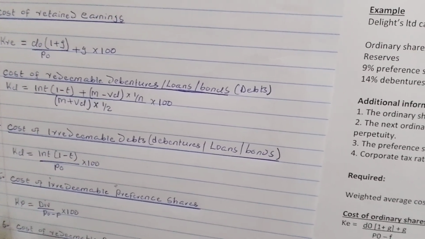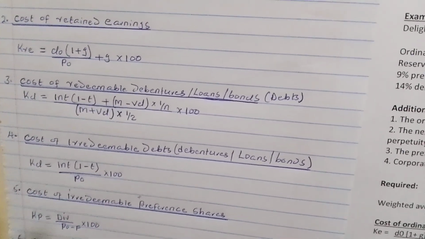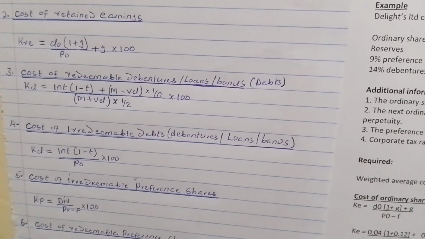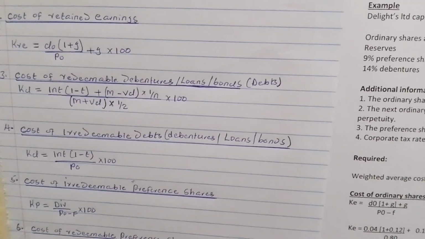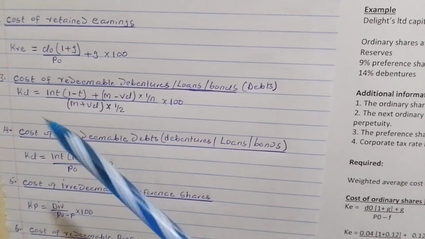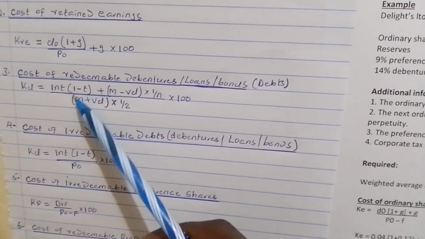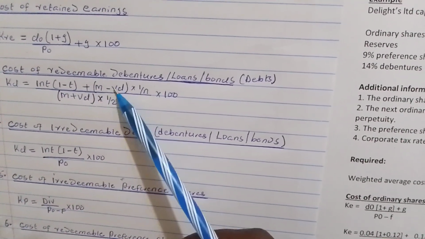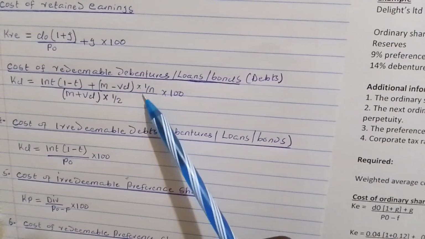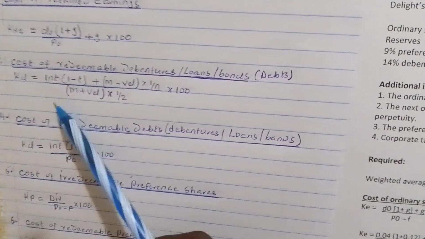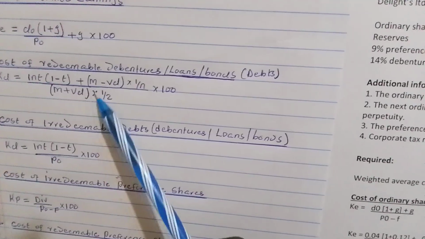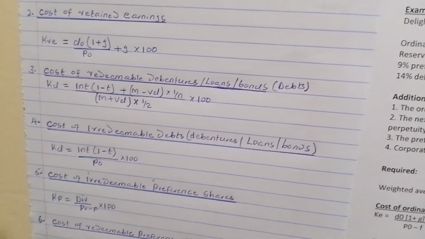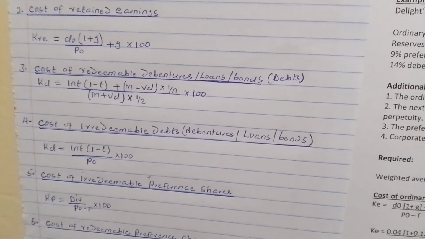The cost of debt, remember, debt, what you incur as a cost is the interest. Debt comprises of debentures, loans, and bonds. And therefore, the cost that you incur is the interest. You multiply by 1 minus t, you plus the par value minus market value times 1 over maturity time, over par value plus market value multiplied by 1 over 2. You make it a percentage, and that will be cost of debt.